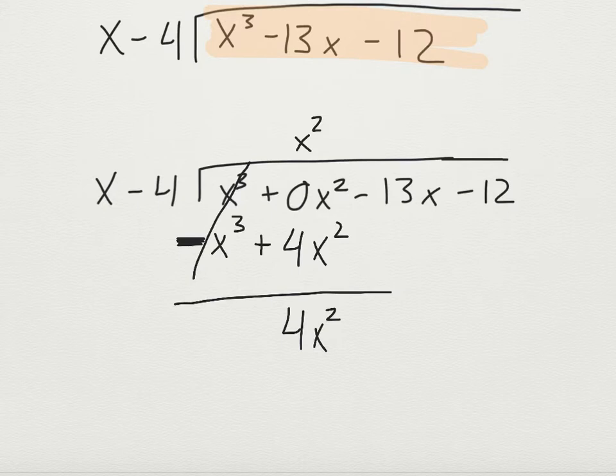It becomes positive because you're multiplying two negatives, right? Right. So we just changed the signs of this so the x cubes will cancel out. So now what times x gives us 4x squared? 4x. So we're going to say plus 4x on top of the 13x.